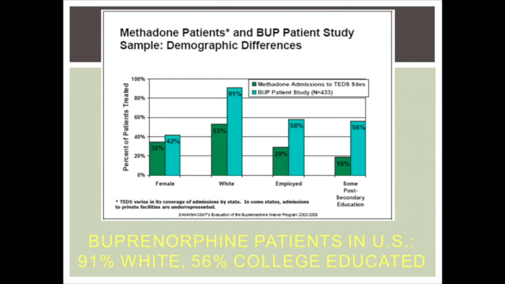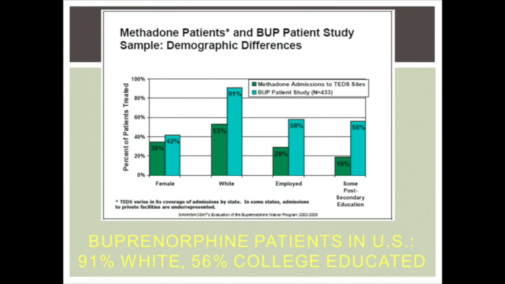One of my findings as I have gone along in this project is a really stark race and class disparity in who's getting buprenorphine, a newer opioid maintenance medication, versus who's getting methadone. This slide is from the only nationally representative study that was done, showing that 91% of buprenorphine patients nationally were white, while only 53% of methadone patients nationally were white.